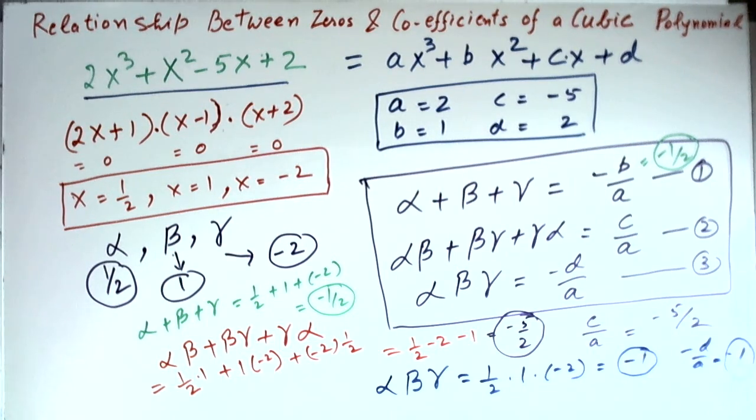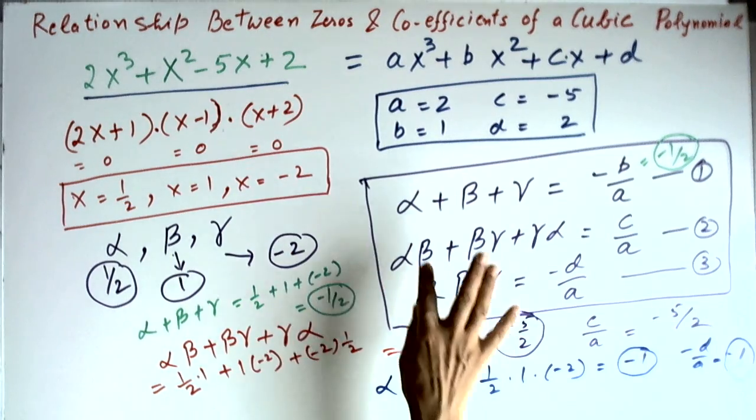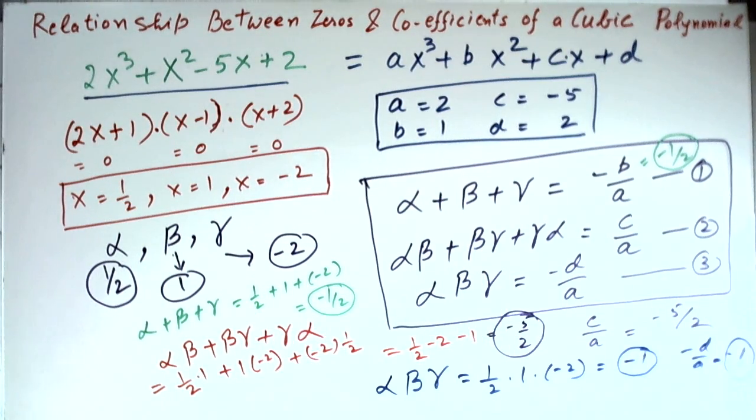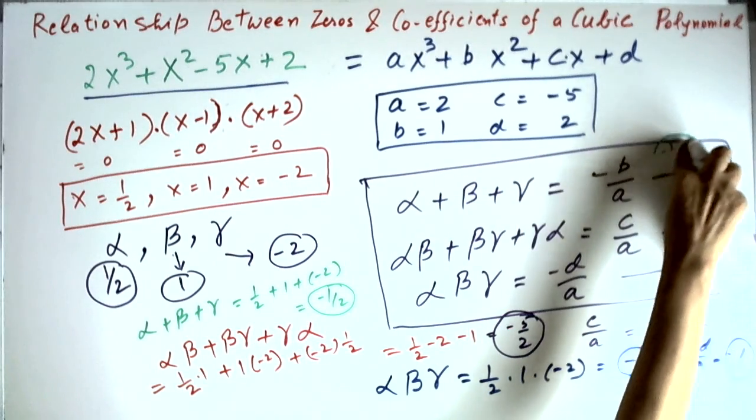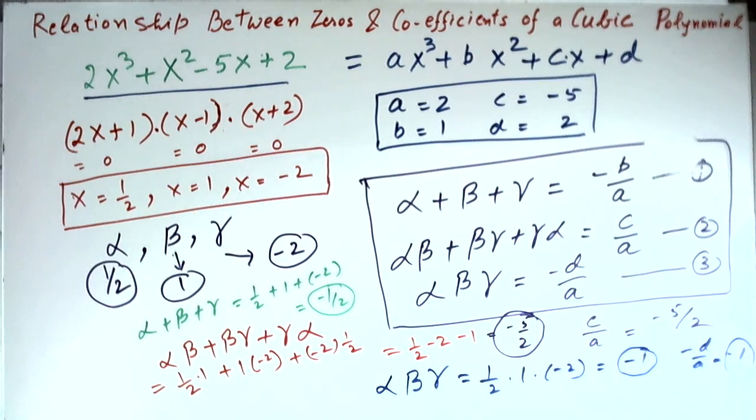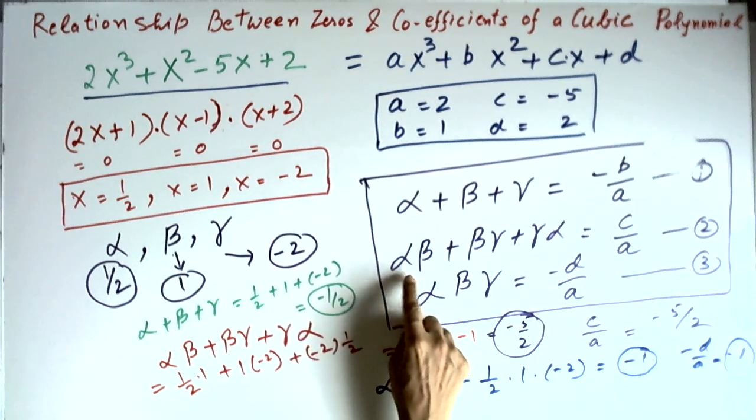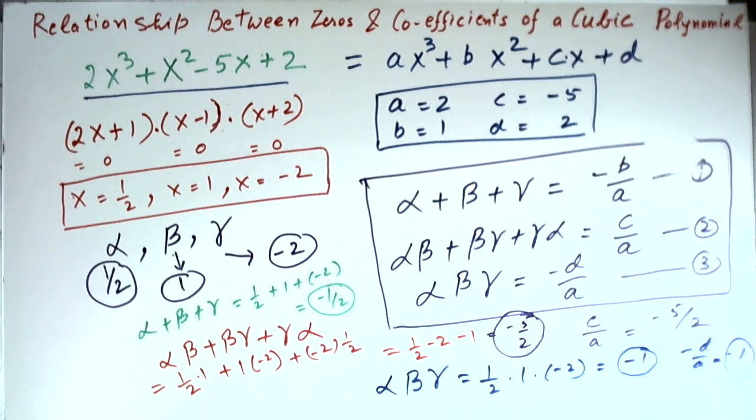What we have learned in this video is that there is a relationship between the zeros and the coefficients of a cubic polynomial, and this relationship is given by these three identities: alpha plus beta plus gamma is equal to minus b over a, then the summation of the products of the two roots is c by a, and finally the product of all the three roots is minus d over a.